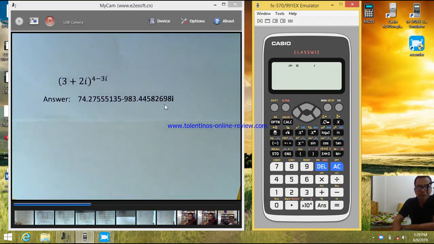Next is to store these two complex numbers into two variables. Your 3 plus 2i, store it to A, and then your 4 minus 3i, store it to B. Observe that you can review your stored variables, 3 plus 2i and 4 minus 3i, by pressing this key here at the top of the calculator.